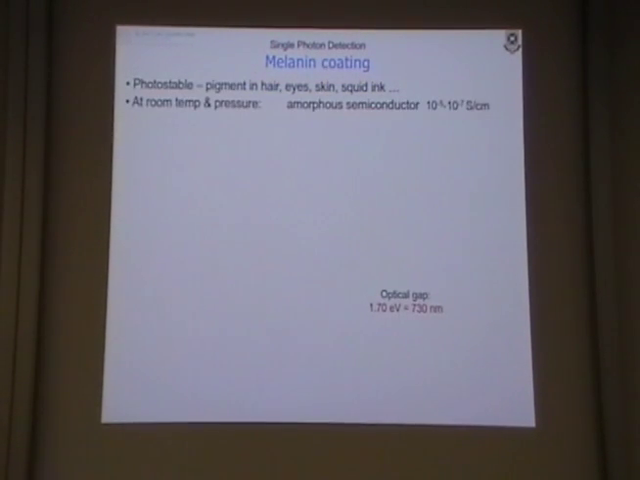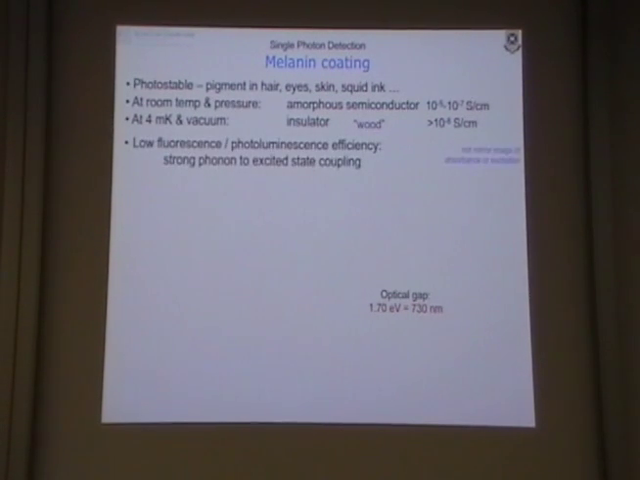It's photostable. It's been evolved by nature to just last. It doesn't degrade. At room temperature and pressure, it's an amorphous semiconductor, which is not useful. But when you take it into a vacuum and cool it down, it's got the same insulating properties as wood, over a broad range of wavelengths. I think this was 350 to 800 nanometers. Let's check.